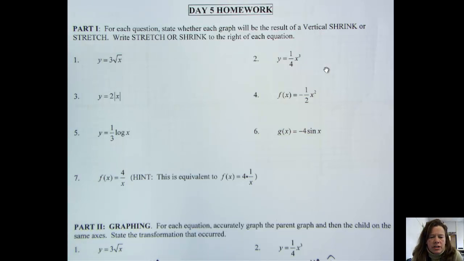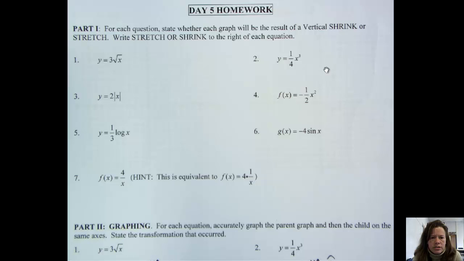Day 5 homework time. Today we focus on dilations. Now, in the first part of this, we're just going to make the connection between the kind of number that the parent graph is being multiplied by and then the kind of dilation that takes place. You do not have to graph them.